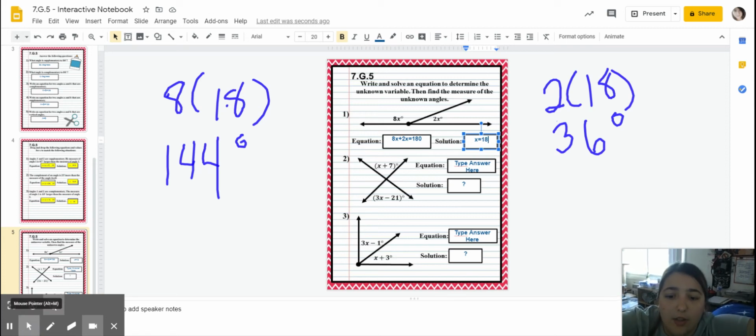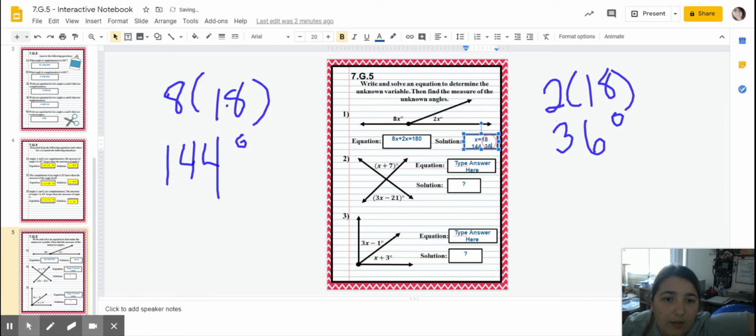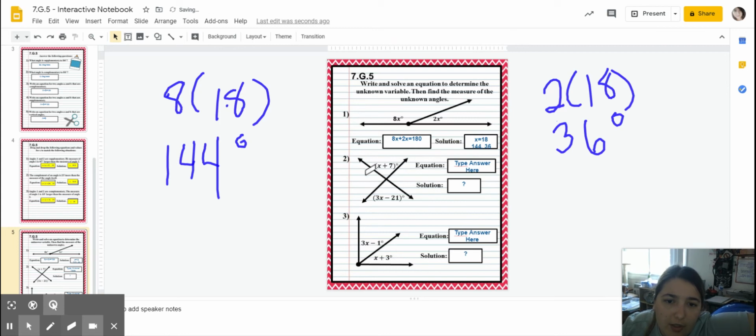Staying in the same, we're going to write 144, comma, 36. Perfect. Next one's got a little bit of it. These are actually supposed to be supplementary, side by side, even though they look vertical, the values are not supposed to.